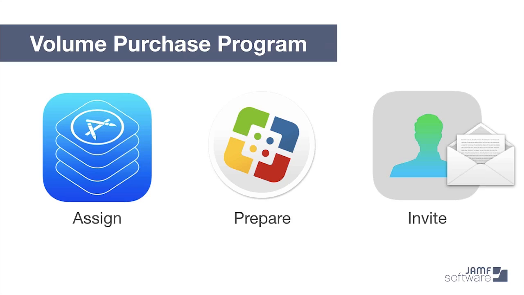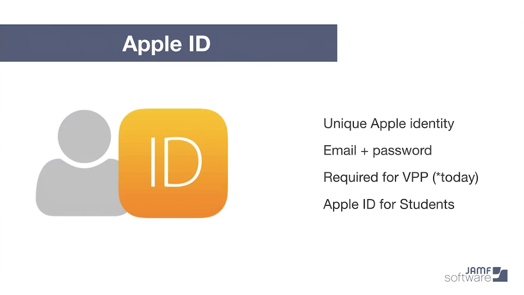One final note on this before I turn it over to Kyle. If you're using the volume purchase program today, or if you're investigating that today, you'll know that right now Apple ID is a requirement for the volume purchase program. An Apple ID is simply a unique Apple identity. It consists of an email address and a password. It is required for VPP today. Apple has announced that there will be more options for that in the future this fall.